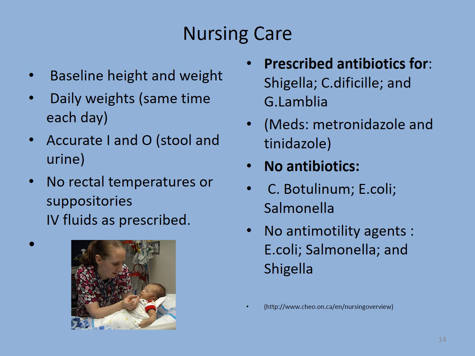IVs if they're prescribed. The antibiotics for the Shigella, C. diff, and Giardia are listed, but we want to be careful. There's no antibiotics that will help the botulinum, the E. coli, or the Salmonella. We have to let it run its course. We never give anti-motility agents to these three because we do want it to run its course.